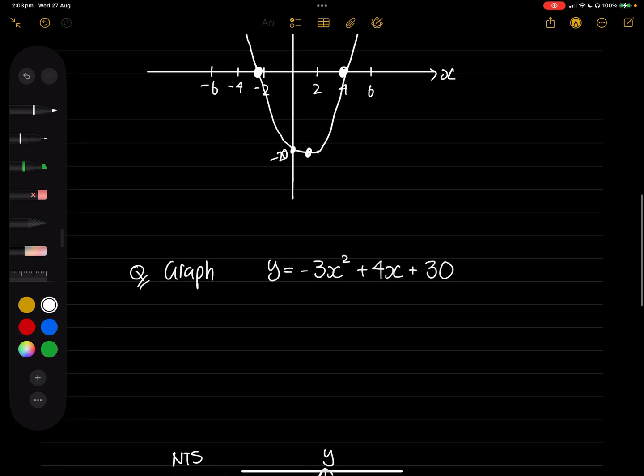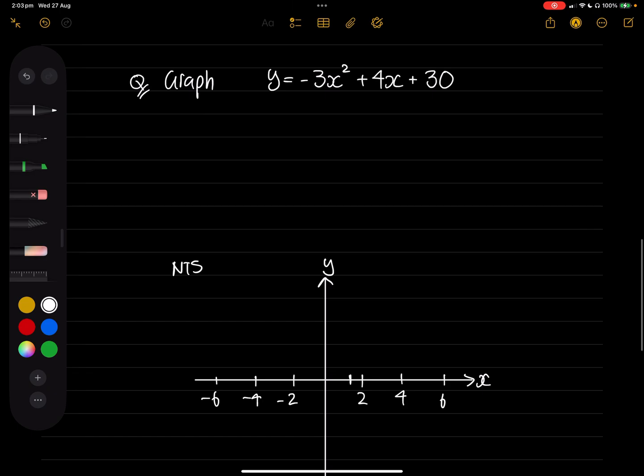So I'll let you have a go at an example. I'll get you to do this one. You are told to graph the following: graph y equals minus 3x squared plus 4x plus 30. So I'd like you to pause the video now and have a go. Good luck. All right, so now that you've had a go, let's go through and graph this using the quadratic formula.